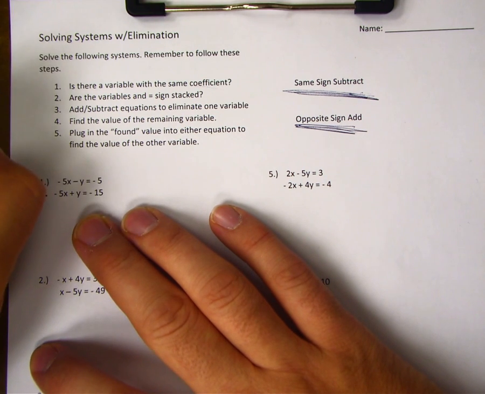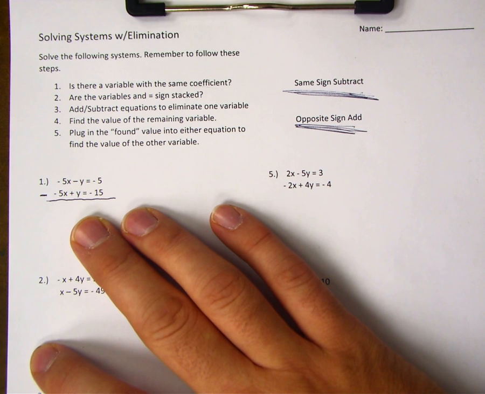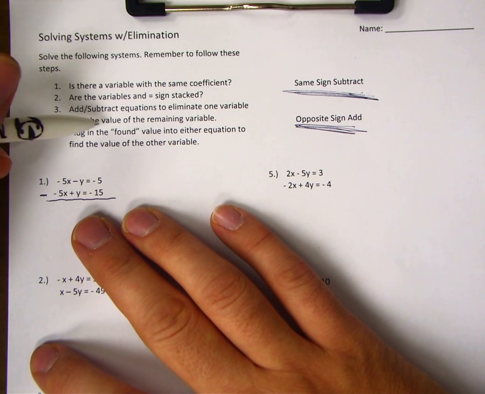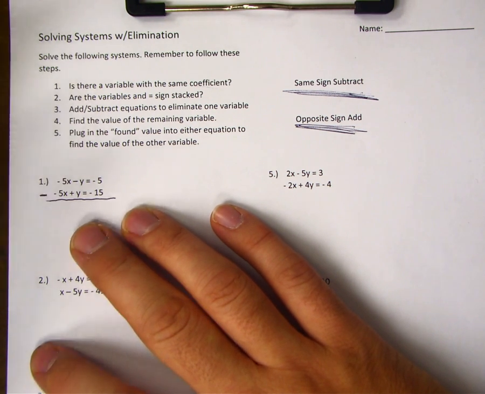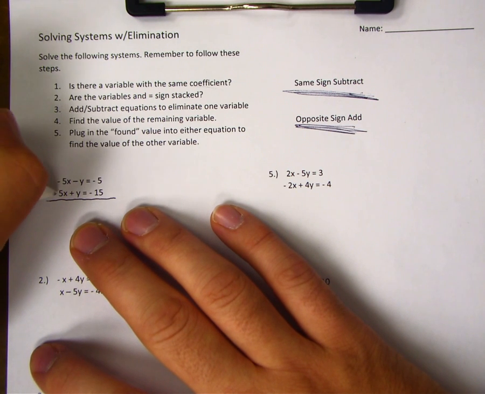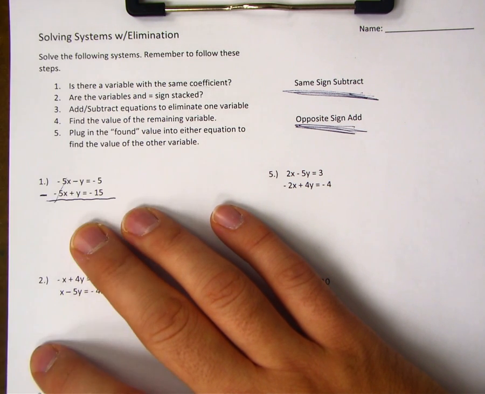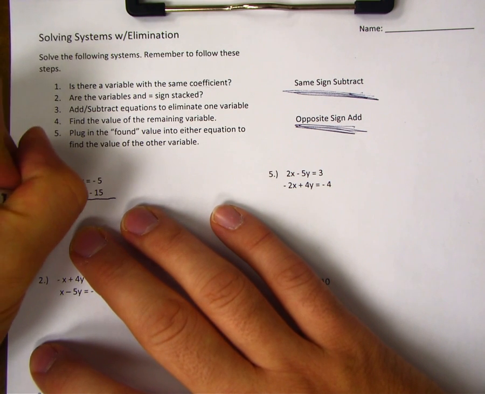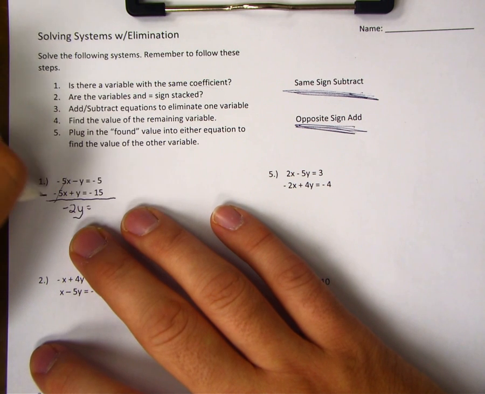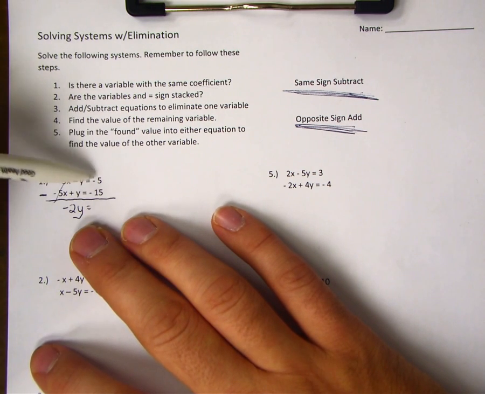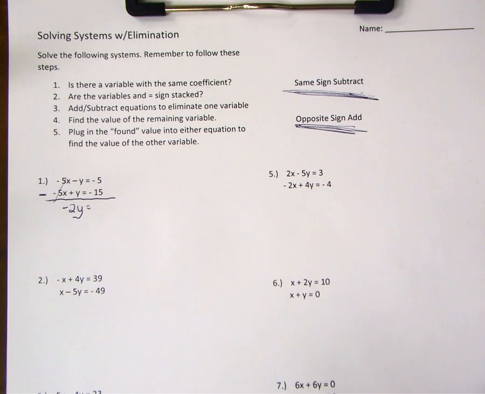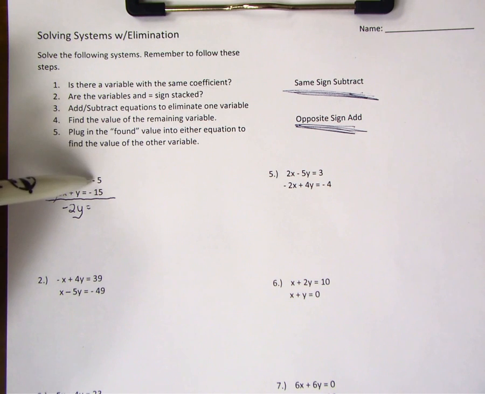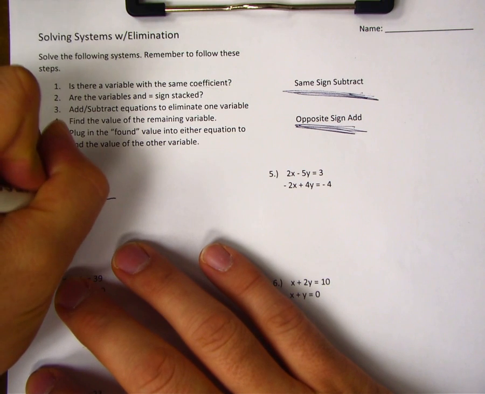So I'm going to put a subtract sign in front, draw my line underneath the bottom here, and find the value of the remaining variable after I subtract. So negative 5x minus negative 5x is 0. Those will cancel out. Negative 1 minus 1 is negative 2y. Negative 1 minus 1, right? And then negative 5 minus negative 15. This is where you're going to want to use your calculator if you struggle a little bit with subtracting with negatives. But when you subtract the negative, you're really adding, so it's negative 5 plus 15, which is 10.